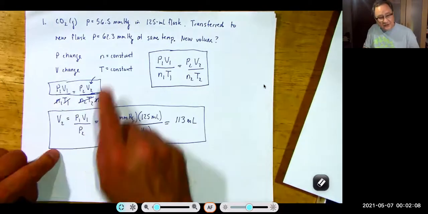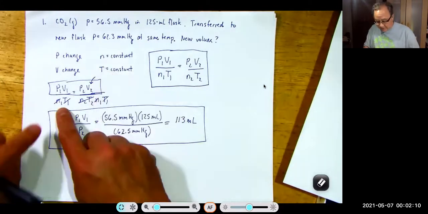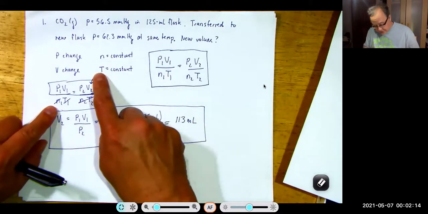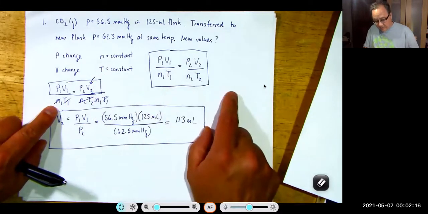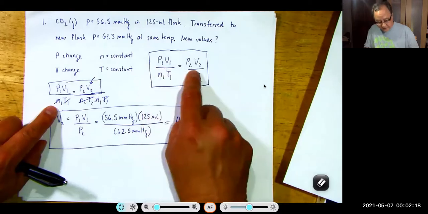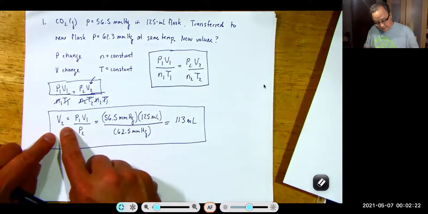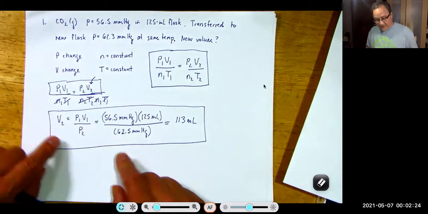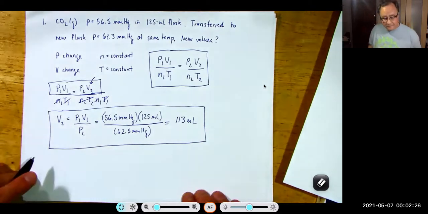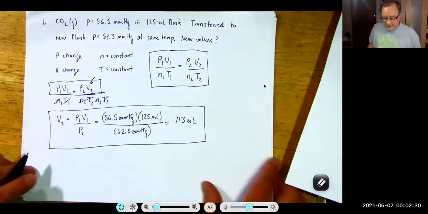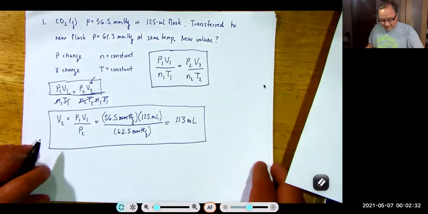If something doesn't change like the moles, it just drops out of the equation. If the temperature doesn't change, it drops out of the equation. So we end up with P1V1 is equal to P2V2. And then when we rearrange, we get V2 is equal to P1V1 over P2, and we just plug in the numbers and solve. So you can see the units cancel here, and we're left with milliliters. Easy peasy.